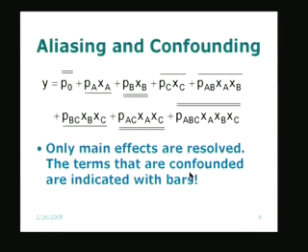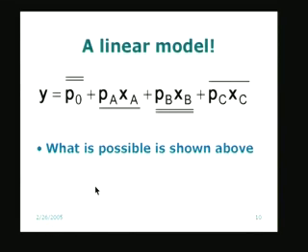Therefore, what it means is that only the main effects are resolved, and the terms that are confounded, which are indicated with the bars here, are not going to be resolved separately. So this is further brought out by seeing that the model which we can have for this particular case is a linear model, y equal to P naught plus PA XA plus PB XB plus PC XC, and what is possible is all this. That is, I can only have a 4 parameter model, and I can have a linear relationship between y and the x's, XA, XB and XC.